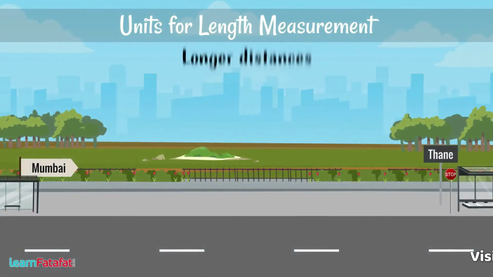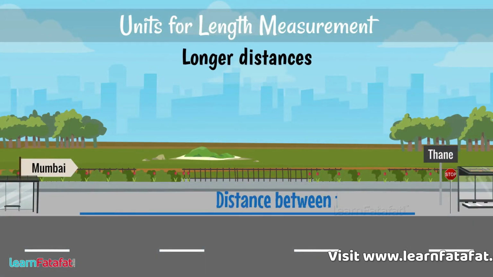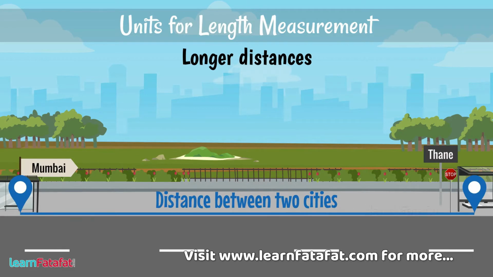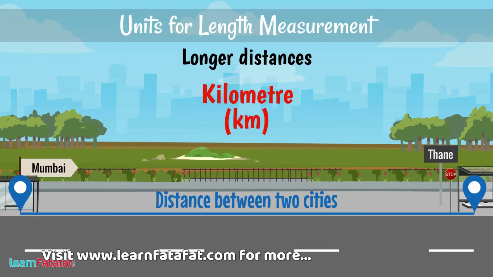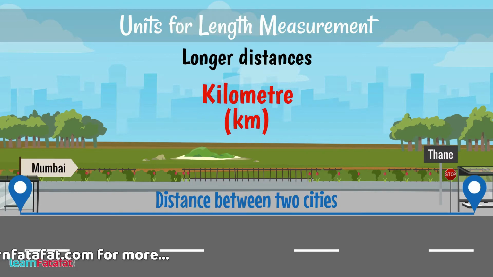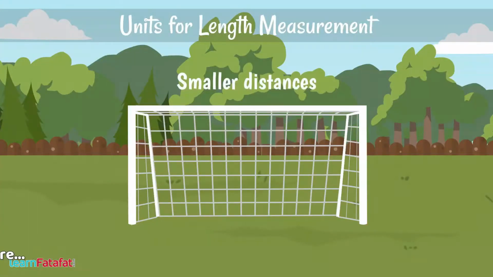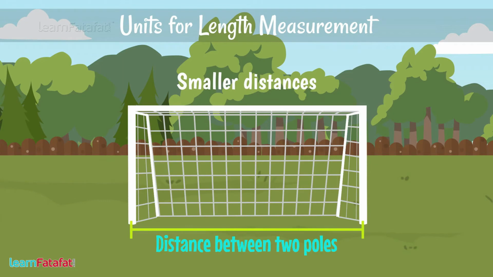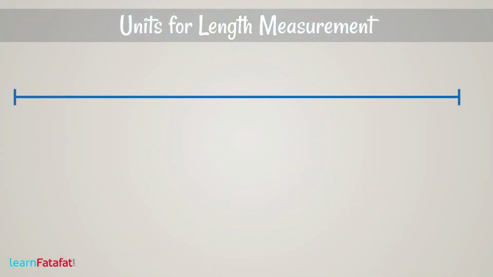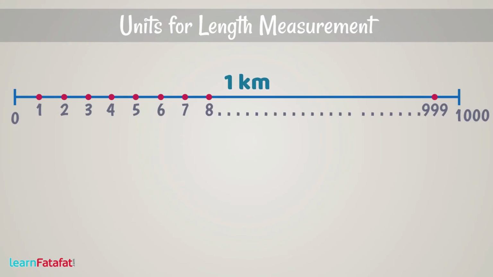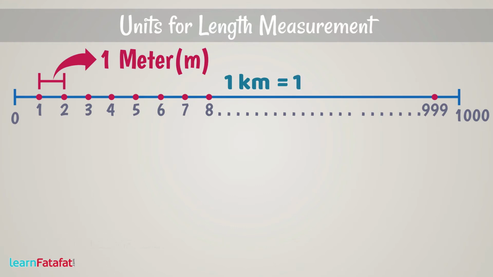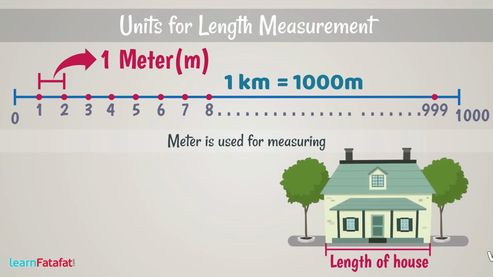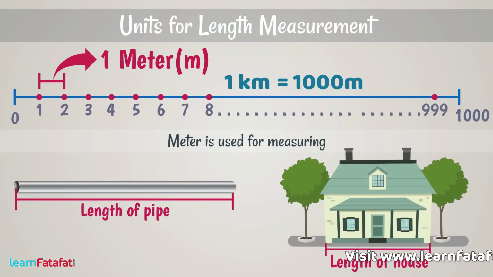For measurements of longer distances, such as measurement of distance between two cities, we use the larger unit called kilometer. For smaller distances, such as distance between two poles on the ground, we need a smaller unit. For that, we have made 1000 parts of 1 kilometer, where each part is called a meter. So 1 kilometer equals to 1000 meter. We also use meter to measure length of house, length of a pipe, etc.